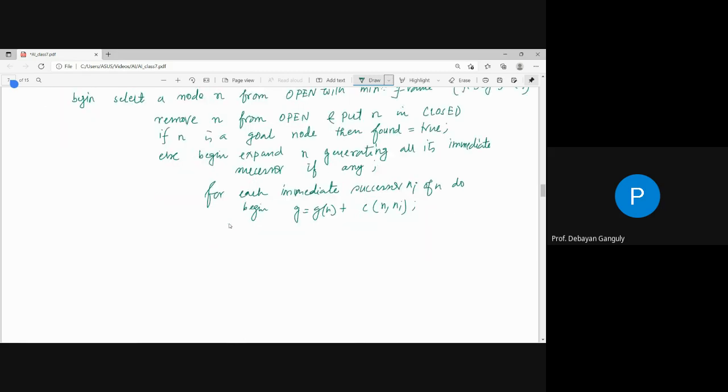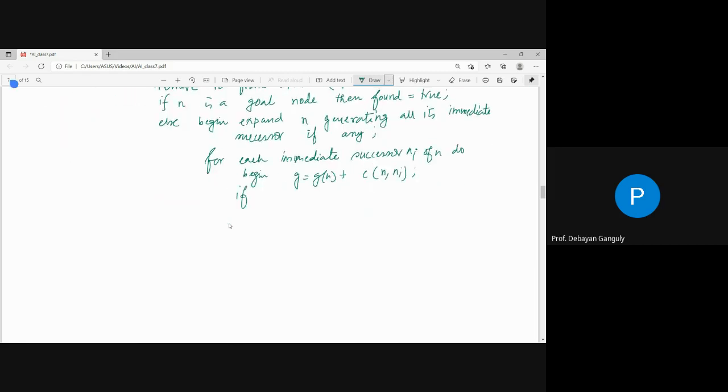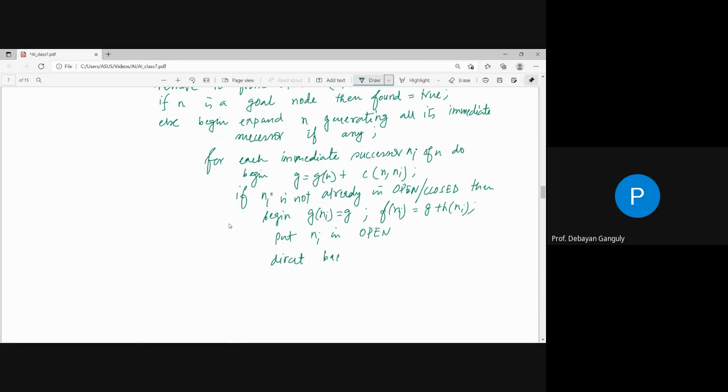So if ni is not already in open or closed, in that case I have to also check the closed, then begin g(ni) equals the newly computed value, put ni in open, and give a direct backward pointer from ni to n.